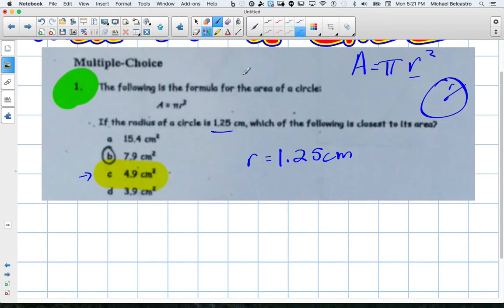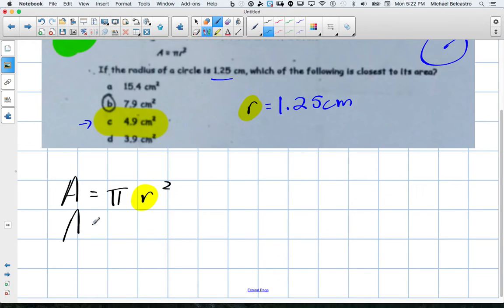Okay, with that being said, our area formula, again, we're going to rewrite it here. A is equal to pi times r squared. Now, r is the value they gave us, so r is what we're going to replace. So when we replace r, we end up with A is equal to pi times 1.25, a decimal, squared. I'll put this in brackets. Brackets beside each other means multiplication.